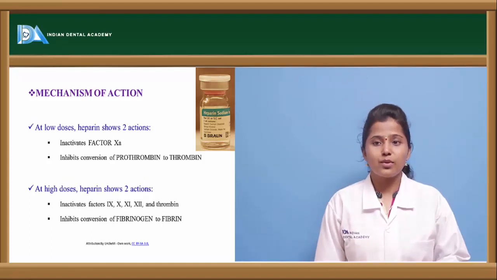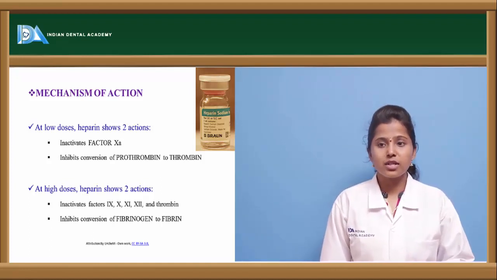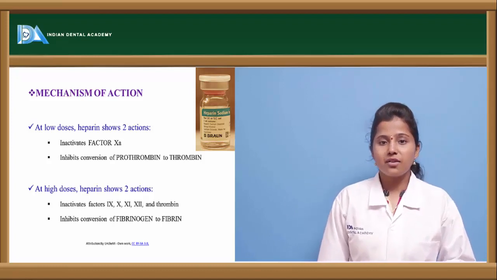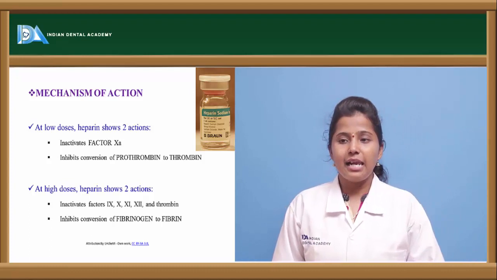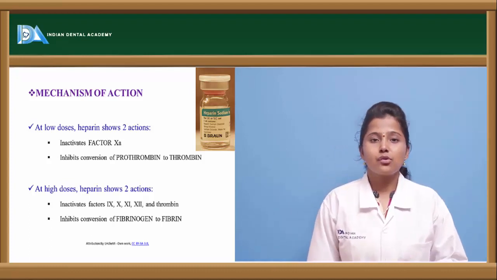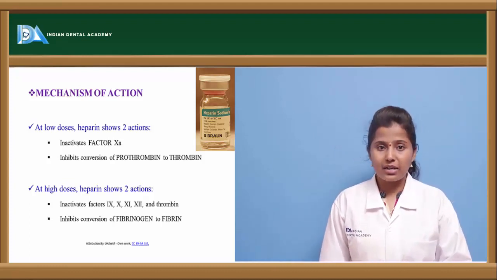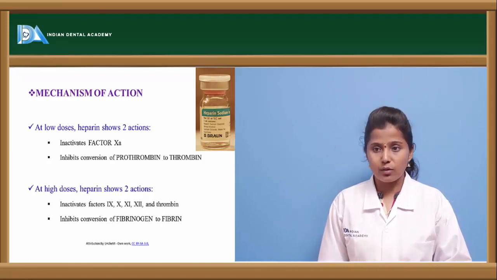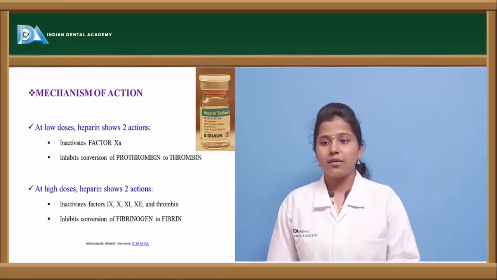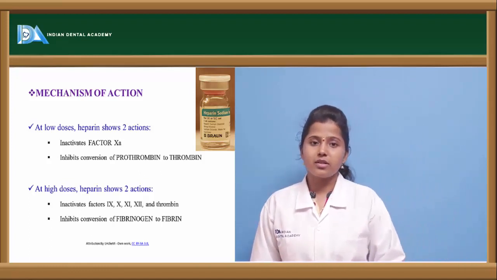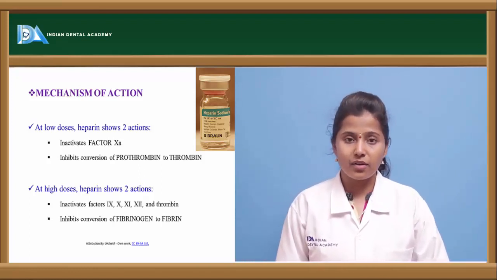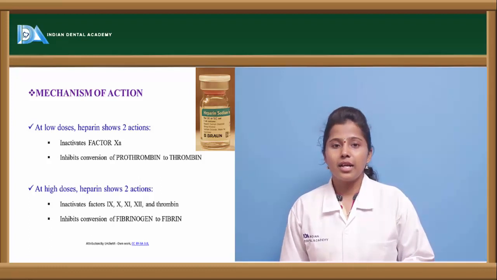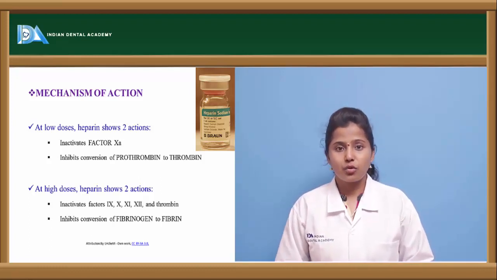And when heparin is given in high doses, it shows two effects. The first effect is that it inactivates factors 9, 10, 11 and 12 as well as thrombin. All these are inactivated when heparin is given in high doses, and it also inhibits the conversion of fibrinogen into fibrin. When inactive fibrinogen is converted to active fibrin, then definitely coagulation results, so inhibiting it shows an anticoagulant effect.